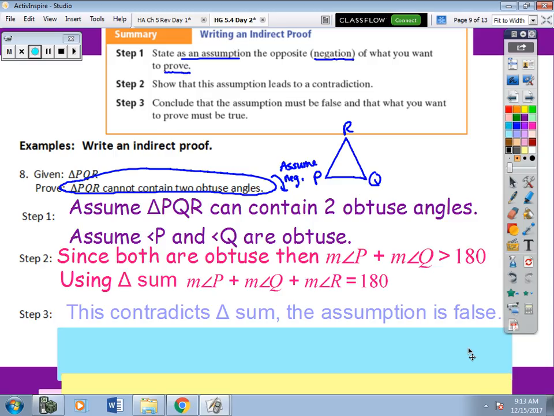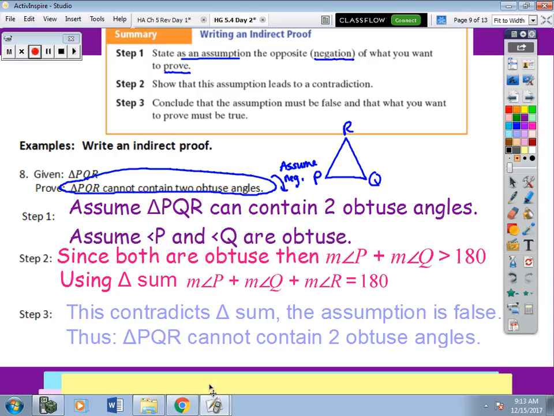This contradicts triangle sum. The assumption is false. And step 3 is always to state that your assumption is false, and then restate your proof statement, which is kind of tedious, but we'll say thus or therefore, restate your proof statement that triangle PQR cannot contain two obtuse angles. Will you have a contradiction statement in step 2? Yes, you can. Then will we have to put it in step 3 as well? No.